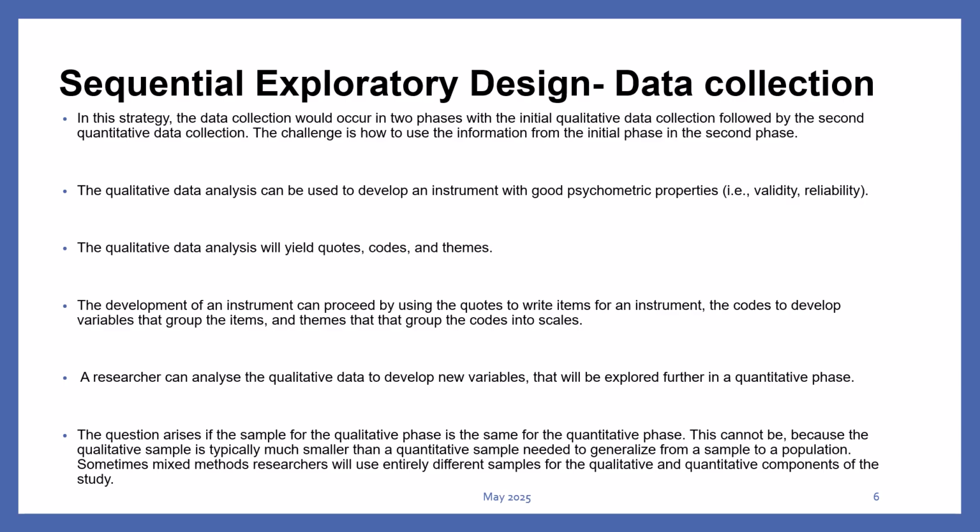As you all know, the qualitative data analysis will yield codes and themes. The development of an instrument can proceed by using the codes to write items for an instrument, the codes to develop variables that group the items, and the themes that group the codes into scales. This is a useful procedure for moving from the qualitative data analysis to scale development.